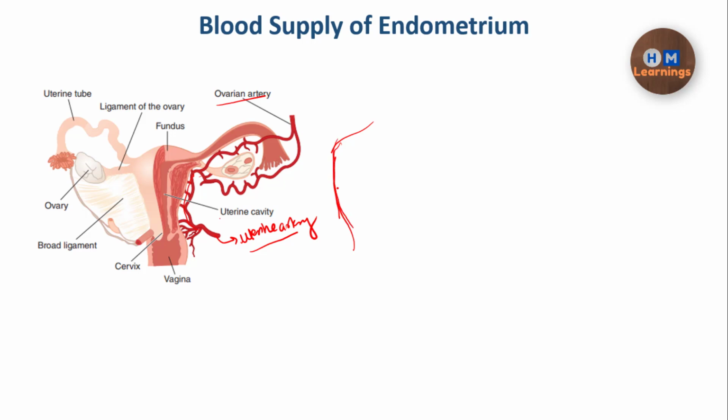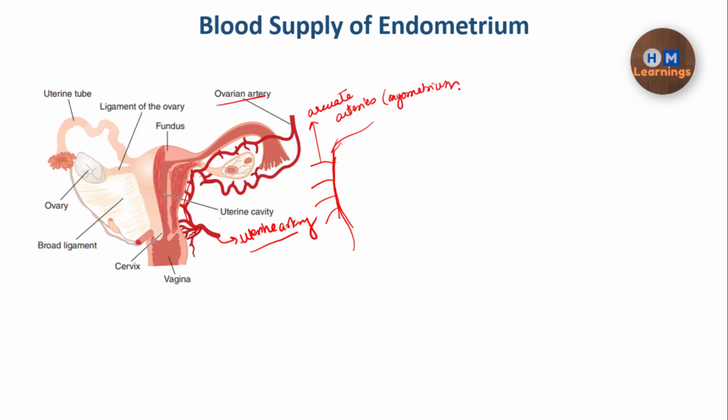So from this artery there will be branches which are arising. You can see here, these are the branches. These are the branches which are arising from this common artery. These branches are called the arcuate arteries, okay. So I write here arcuate arteries. These arteries are going to supply the myometrium.